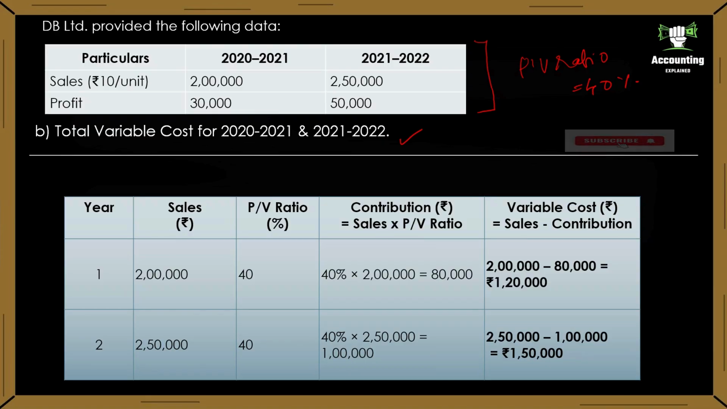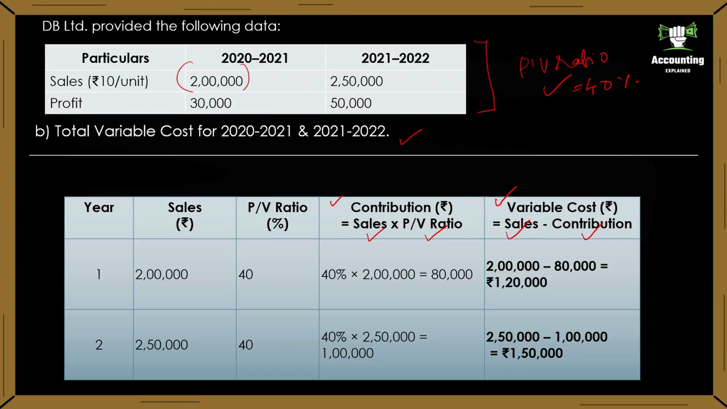The step is first to find out the contribution. Contribution formula is sales into P/V ratio. So sales is given, multiply with this P/V ratio, you get the contribution. Next, you can find out the variable cost by deducting contribution, which we have just calculated, from the sales.